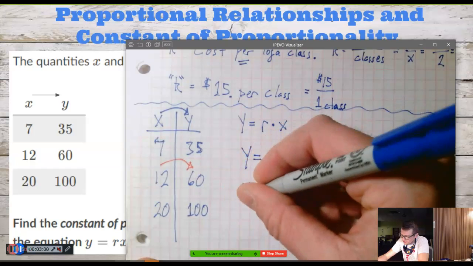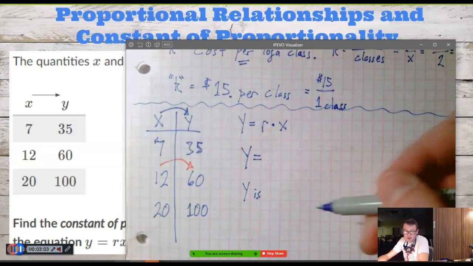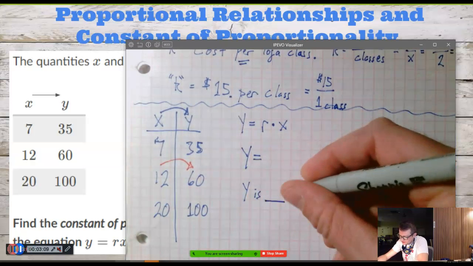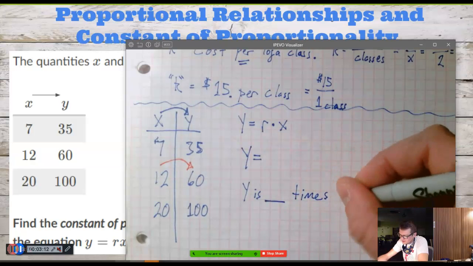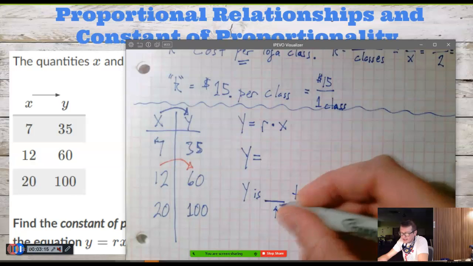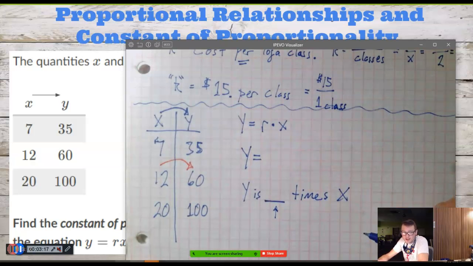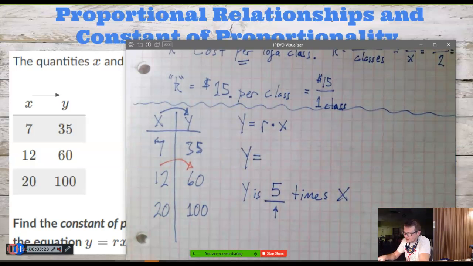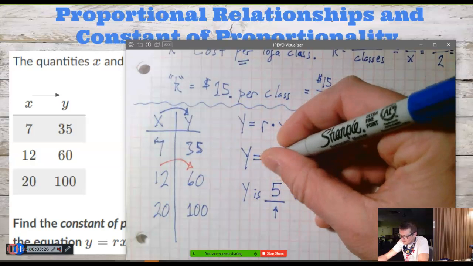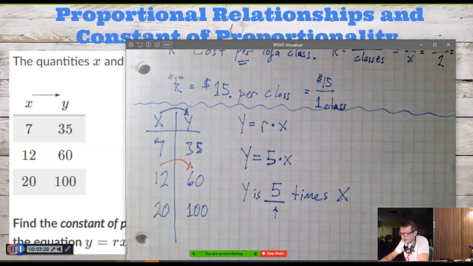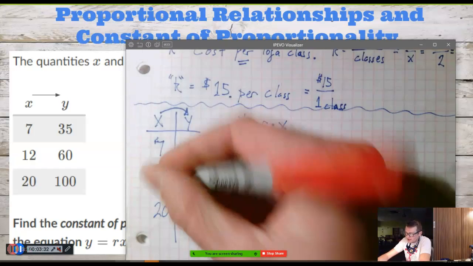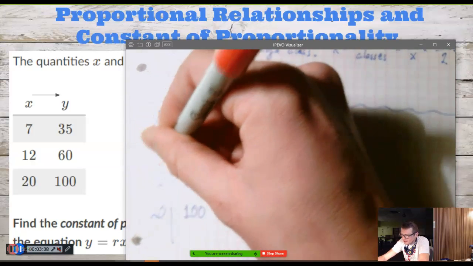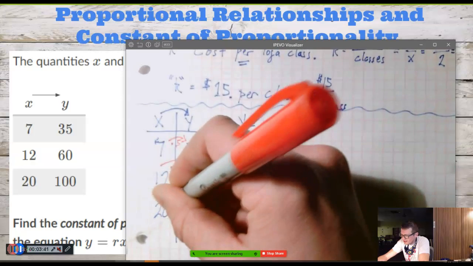is, and guys, I would like you to also write down the words. Y is, and you could write the words first. Y is some amount times X. This is your constant of proportionality. So what Lily just said is Y is always 5 times the X. So our equation here is Y equals 5X. Because when I look at the table, this Y value is 5 times the X, this Y value is 5 times the X, this Y value is 5 times the X.